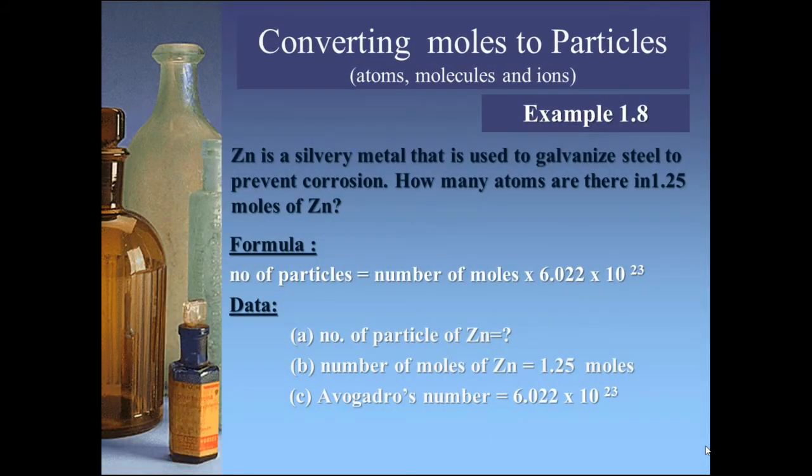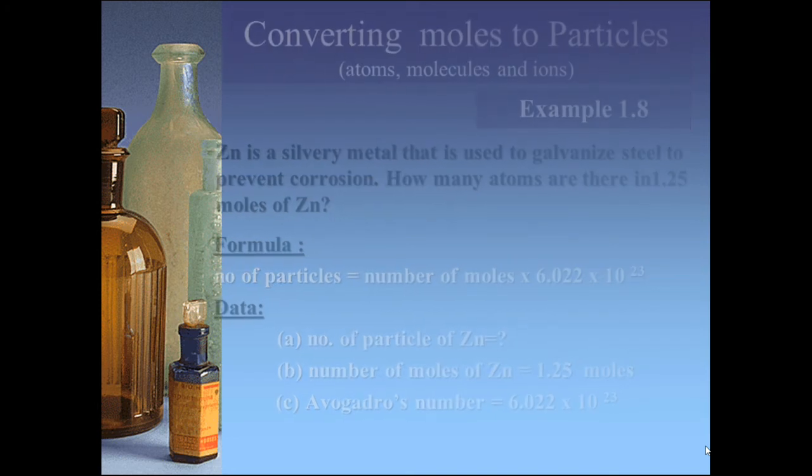Now, examples: converting moles to particles, atoms, molecules, or ions. Example 1.8. Zinc is a silvery metal that is used to galvanize steel to prevent corrosion. How many atoms are there in 1.25 moles of zinc? Formula: number of particles is equal to number of moles multiplied by 6.022 into 10 to the power 23. Data: number of moles given, number of particles of zinc we have to calculate. Number of moles of zinc 1.25 moles given. Avogadro number 6.022 into 10 to the power 23.